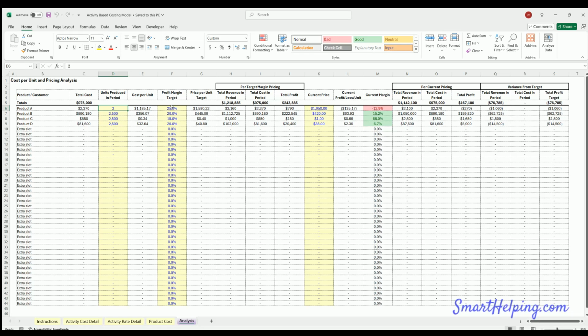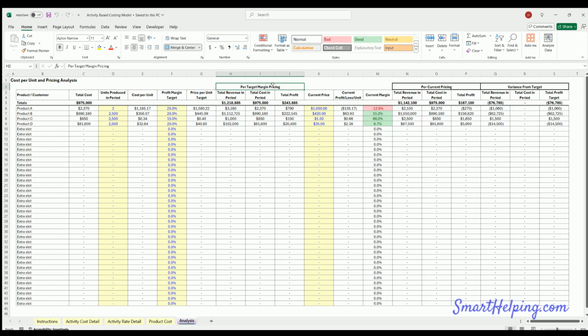Then we can say if we have a profit margin target of 25%, this is the price we should be charging to reach that target. And then over the course of a year, based on that target margin, this is our revenue. At that price and this unit volume, this would be the cost, and this is the profit for that unit, for that product, I mean.